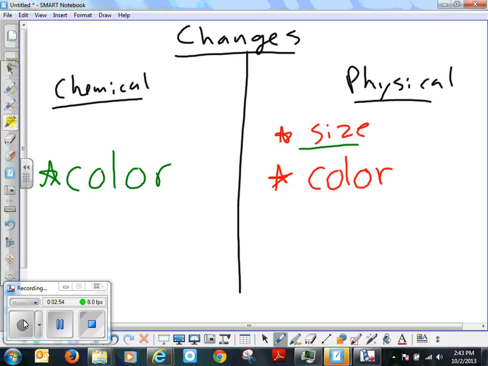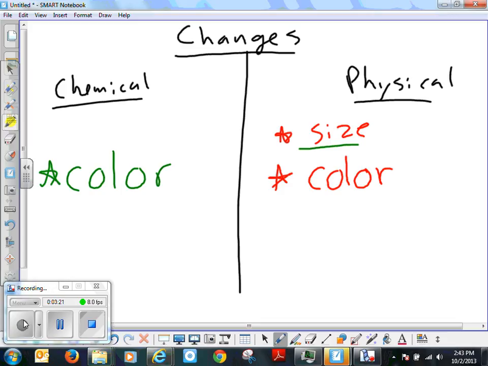Now, if you get something that looks black, and you put it in water, and the water turns purple, it could just be that when this dissolved, the particles are so small you can't actually see the particles, but you can see their actual color. So you can have a color change in a physical way too. And in fact, you're going to see both of these today in lab.